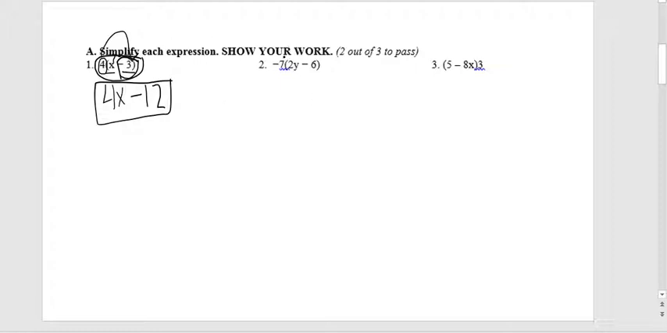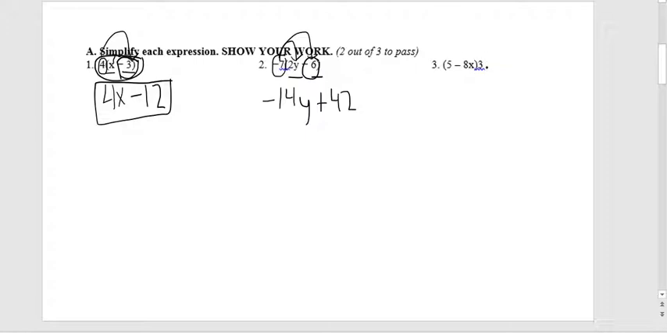For number 2, you have a negative 7 out front of your parenthesis, and then inside your parenthesis you have a 2y and you have a negative 6. So you need to distribute the negative 7 to both the 2y and the negative 6. Negative 7 times 2y is negative 14y. Negative 7 times a negative 6 is a positive 42. Don't forget that if there's a subtraction sign in front of a number, it makes it negative.